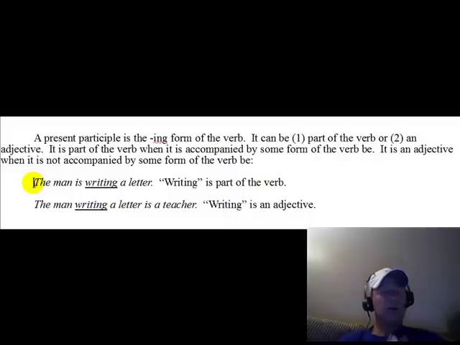The man is writing a letter. Writing is part of the verb. The man writing a letter is a teacher. In this case, writing is an adjective. Notice writing is not accompanied by the be verb.